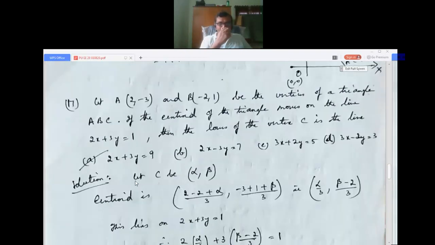Now question 17. Let A(2, -3) and B(-2, 1) be the vertices of a triangle ABC. If the centroid of the triangle moves on the line 2x plus 3y equals 1, then the locus of the vertex C is the line: A, 2x plus 3y equals 9; B, 2x minus 3y equals 7; C, 3x plus 2y equals 5; D, 3x minus 2y equals 3.